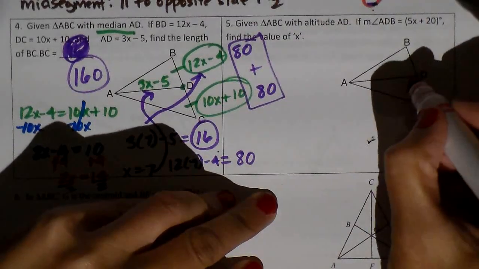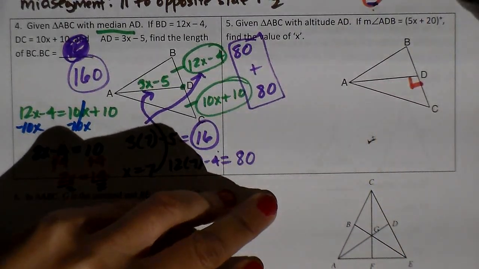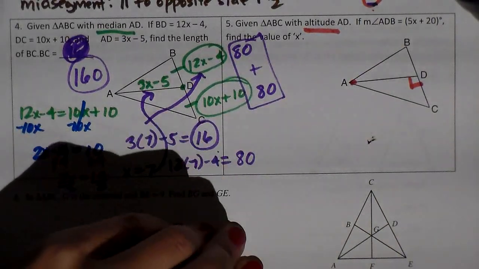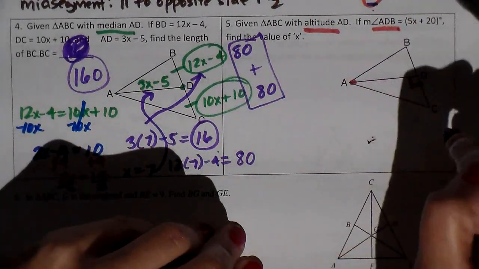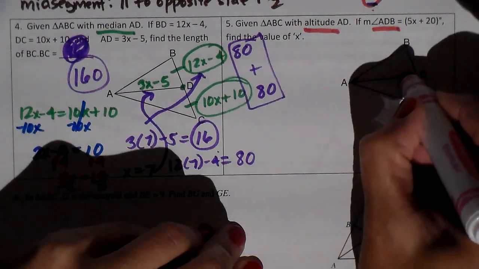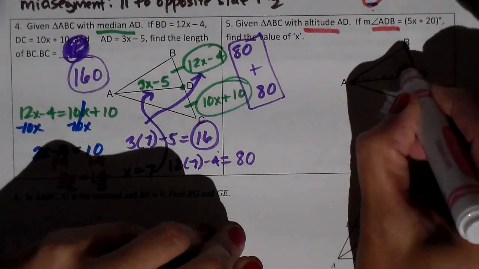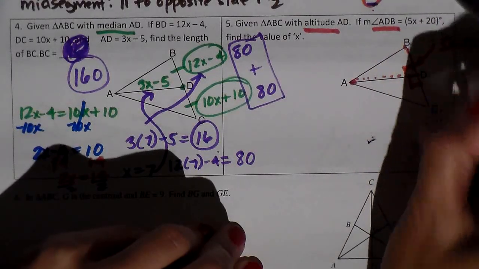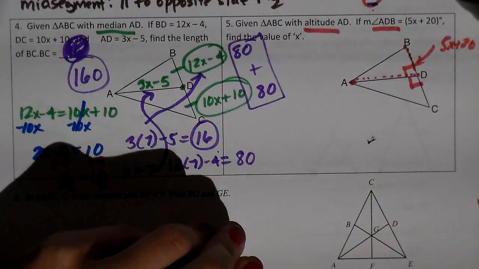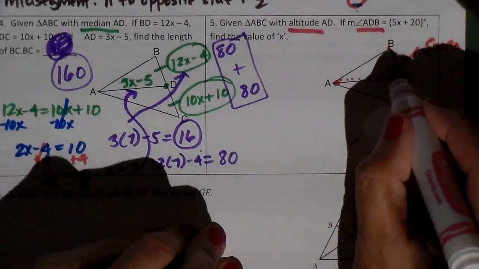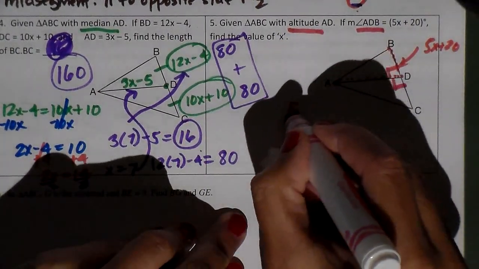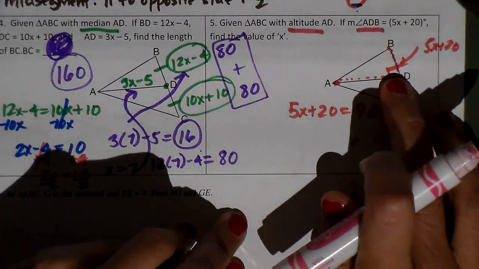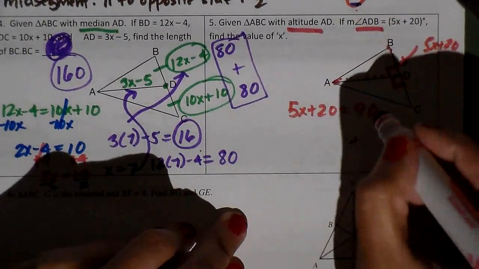Okay, ABC has an altitude. It is obviously not drawn to scale. Altitude means vertex to opposite side at 90. So we've now got a 90-degree angle. It says the measure of angle ADB, that's this guy, ADB, which is 90, is equal to 5x plus 20. Find the value of x. Well, if it's an altitude, what do we know that that angle is? It's 90. So I know that 5x plus 20 has to equal 90 degrees because it's an altitude, right? ADB is 5x plus 20.